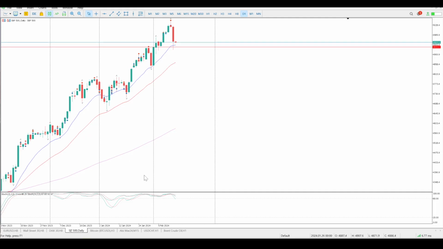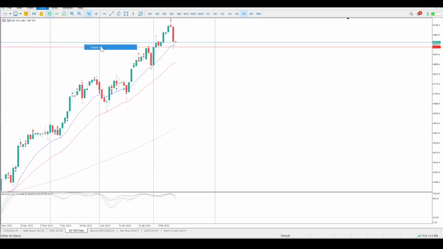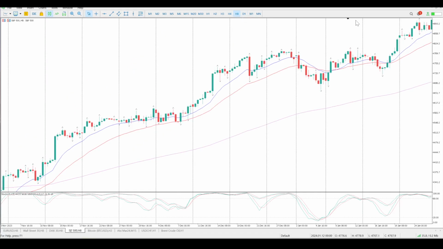Anyway, oscillators on the daily are grouped to the upside. They've crossed over and pointing down. The trend is still up, very much up to the upside. I just want to get rid of some of this noise here. Let's just delete everything, and then we can come back and put the levels in.